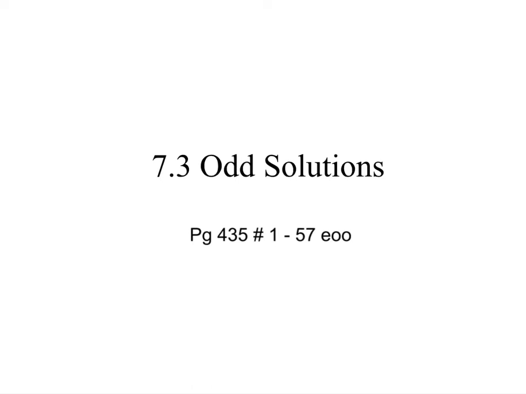All right, this is section 7.3. It is the homework assignment, page 435, numbers 2 through 58, every other odd. And this is the worked out version of page 435, 1 through 57, every other odd.